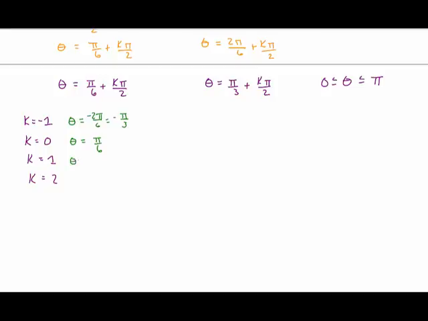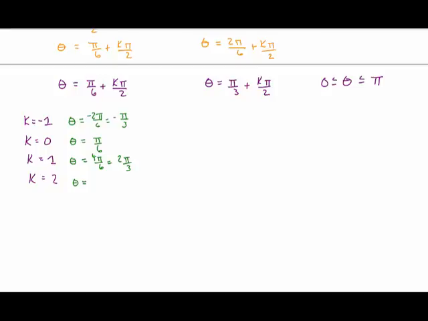If I plug in a 1, pi over 6 plus pi over 2, but pi over 2 is the same as 3 pi over 6. Pi over 6 plus 3 pi over 6 is 4 pi over 6, which is 2 pi over 3. Now so far this is not in my interval, but both of these are. We need to go one more until we find one that's not in the interval.